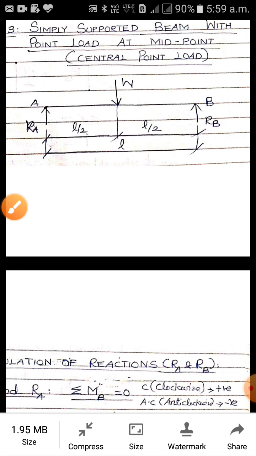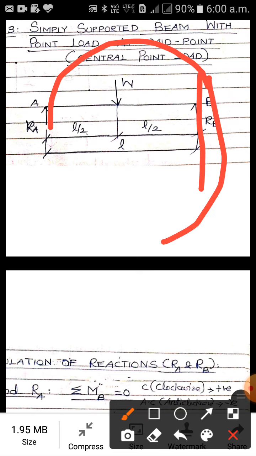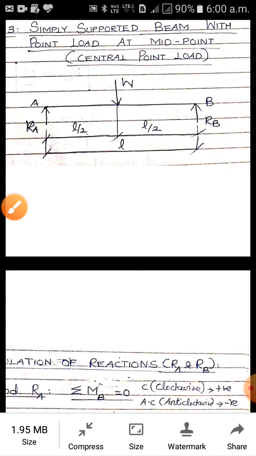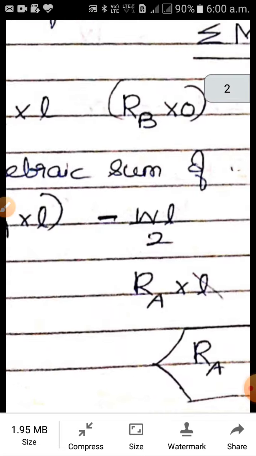So again coming back. This is B. Now RA into L is force into distance. RA is a force, L is a distance. So rotate RA about B. Is this clockwise or anti-clockwise? It is clockwise, you know it. So plus RA into L.